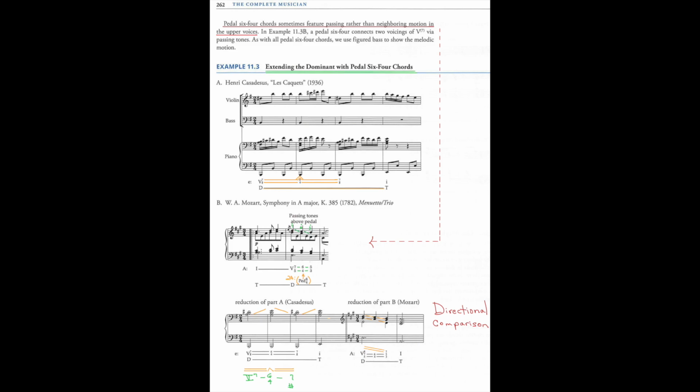Now this page wasn't outlined very easily, so the top blurb that says pedal 6/4 chords sometimes feature passing rather than neighbor motion in the upper voices, and then I put a dotty dotty dot little arrow going down to letter B because it's referring to letter B, the Mozart Symphony in A major. Take a look at this one. I'm going to play it for you now.